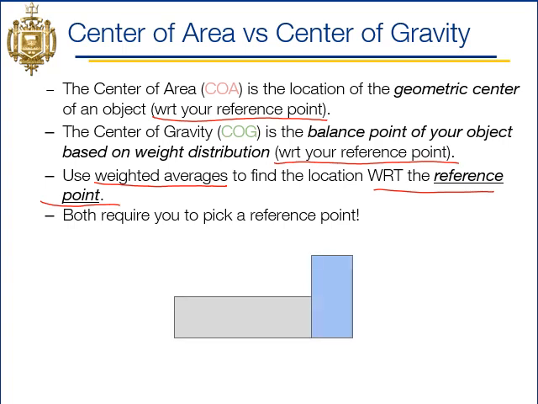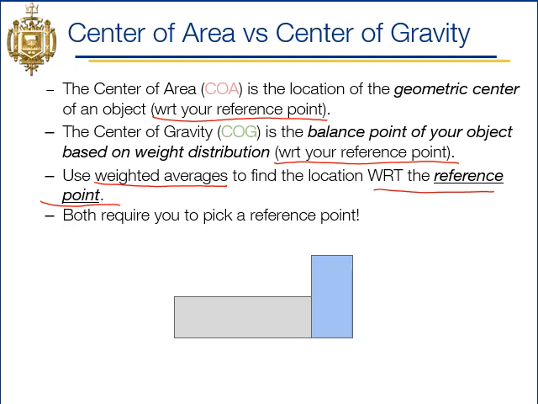So we've got this composite object here. Not really very easy to figure out where the center of area or center of gravity is. Let's assume that the gray rectangle and the blue rectangle are attached, but maybe they have different weights. They're different materials, maybe one is steel and one's aluminum, right? So our center of gravity and our center of area won't be the same in this particular example.